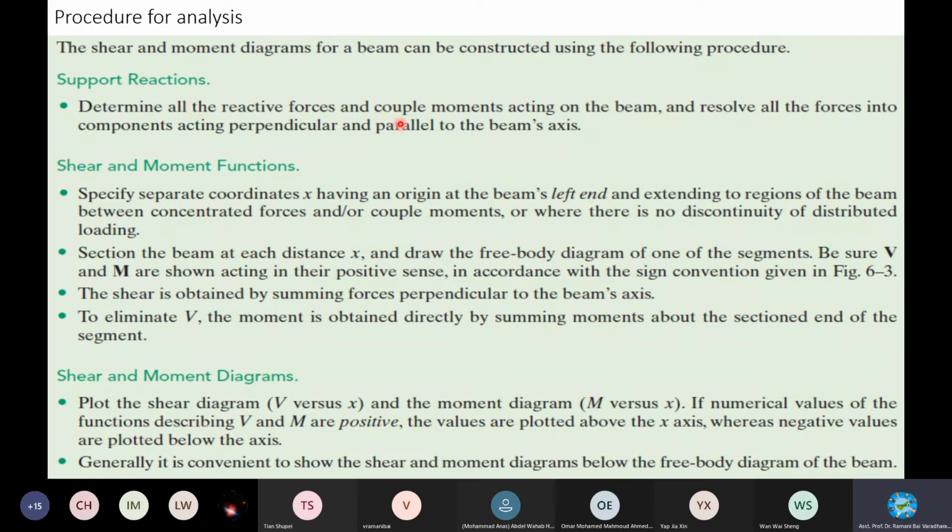First understand the reactions and the moments, whether the moments are directly given or you need to calculate them on the beam, and resolve all the forces into components acting perpendicular to the beam. Actually what you do here is apply the equilibrium equations and compatibility equations to solve for these support reactions. That is what you do here.